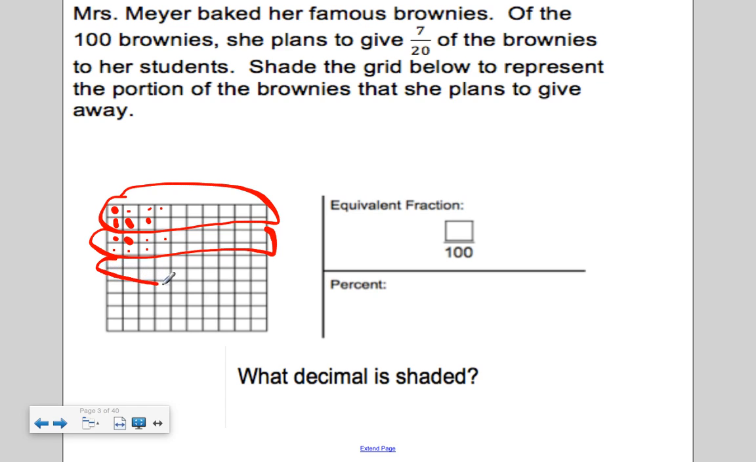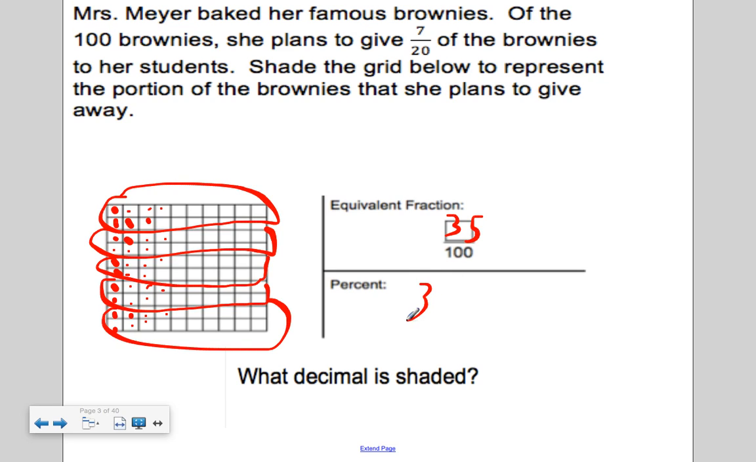Here's another group of 20. She plans to give 7 of the 20 away. 1, 2, 3, 4, 5, 6, 7. Here's another group of 20, and another, each time giving 7 away. So 7, 7, 7, 7, 7. She gave away 35 of the 100 brownies.